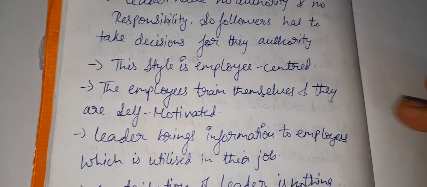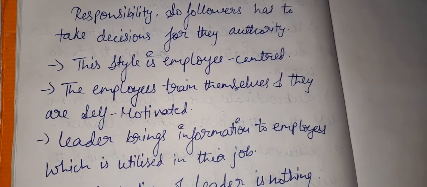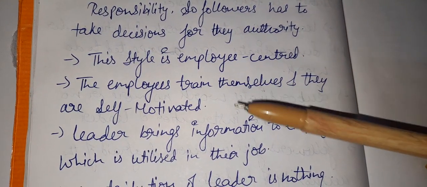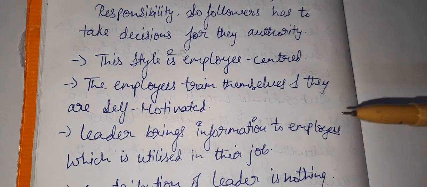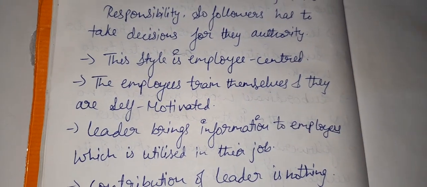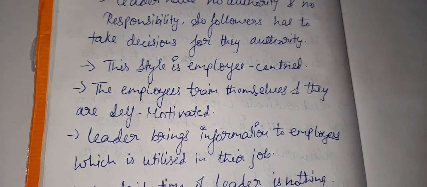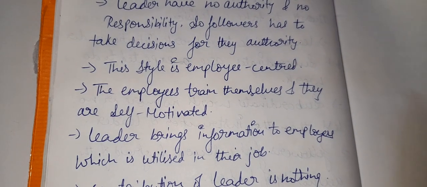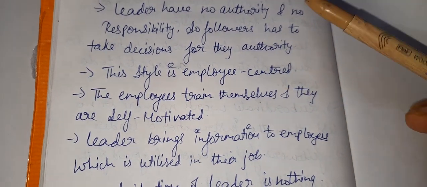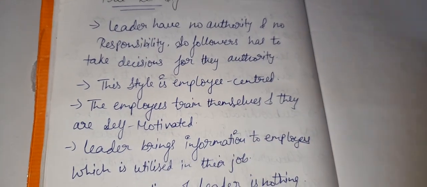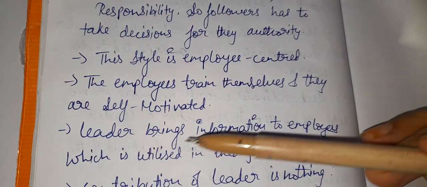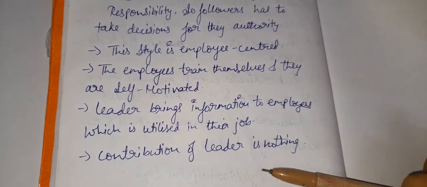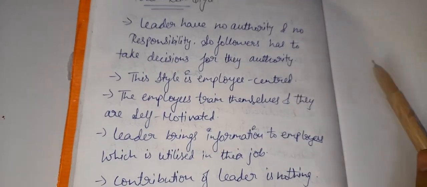This style is employee centered, and the employees train themselves and they are self motivated. It means you have to do this, we have to do this, so that we can earn the profits. Everything is decided by the employees. Leaders bring information to the employees which is utilized in their jobs. There is no contribution of leaders in this style. Nothing. The leader is just for name. Everything is for employees only, by the employees only, to the employees only. Contribution of the leader is nothing in free reign style.